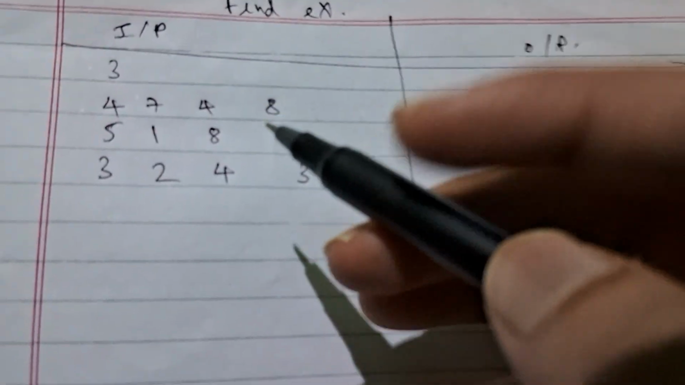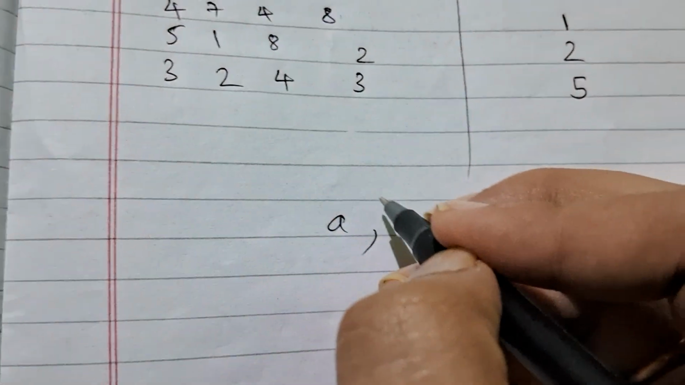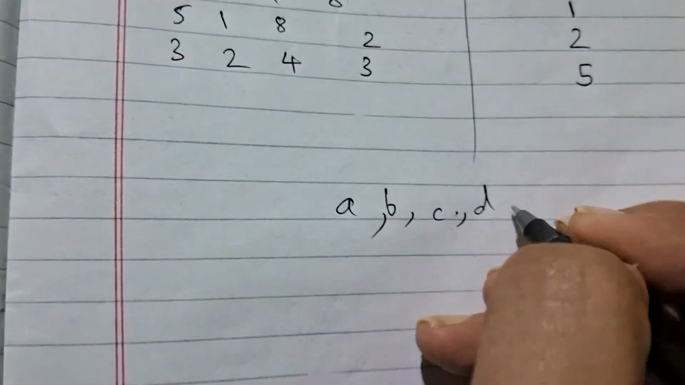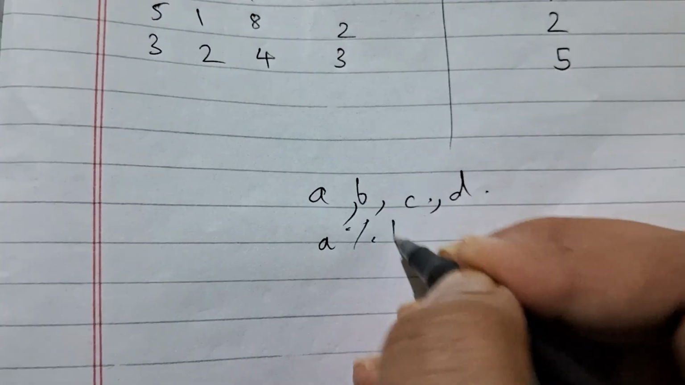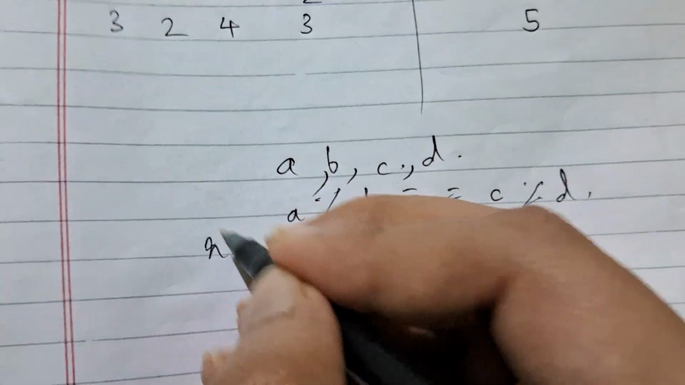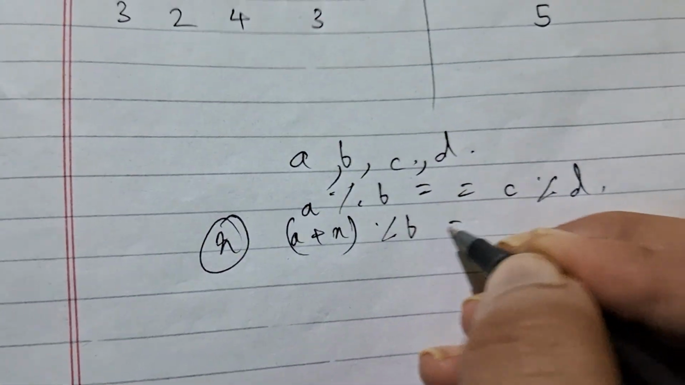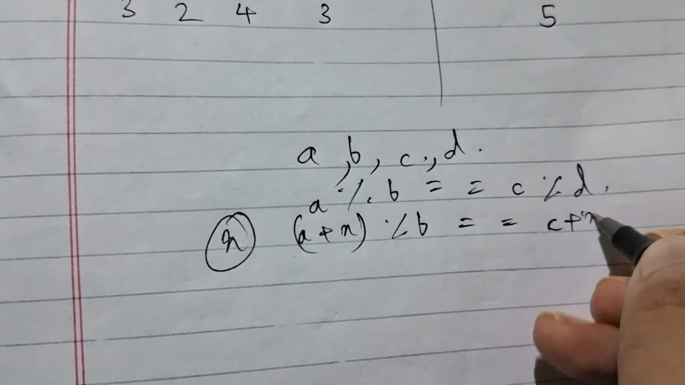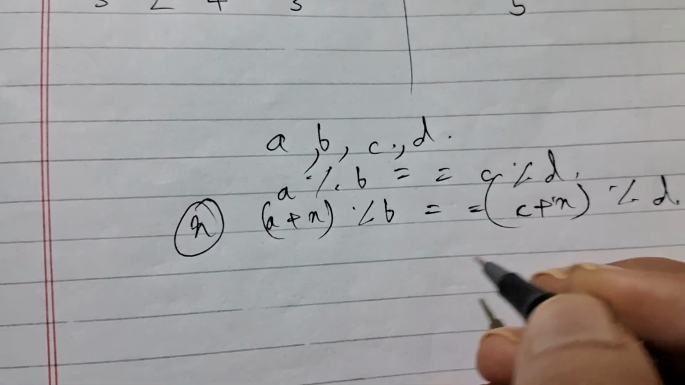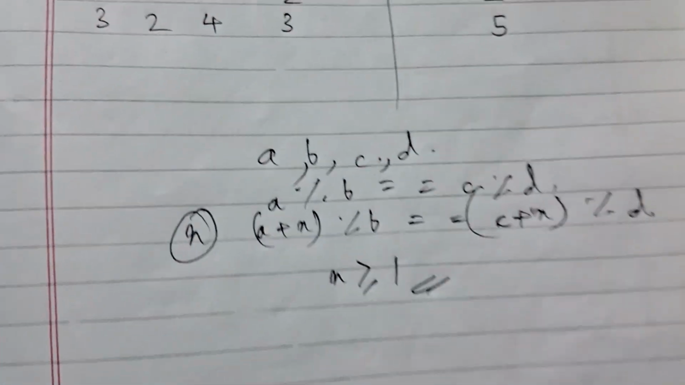So in this question, it basically says that you're given four numbers, A, B, C and D. You're given that A mod B is equal to C mod D, and you have to find the minimum value of X such that (A plus X) mod B is equal to (C plus X) mod D, and X is greater than or equal to 1. That is just a positive integer.